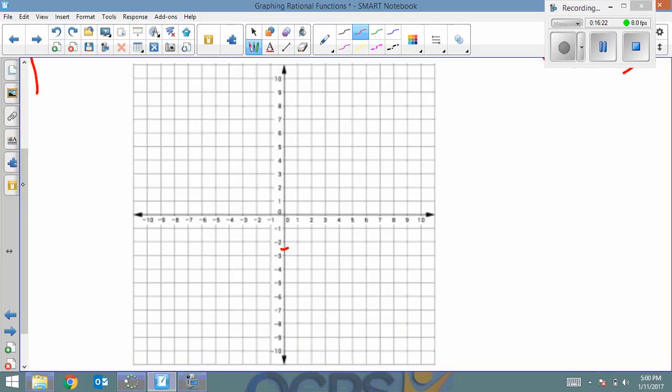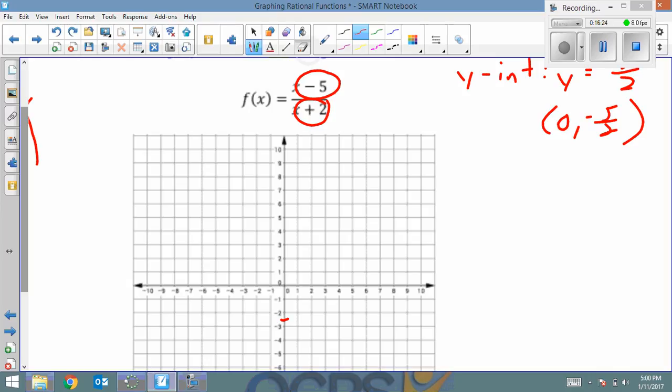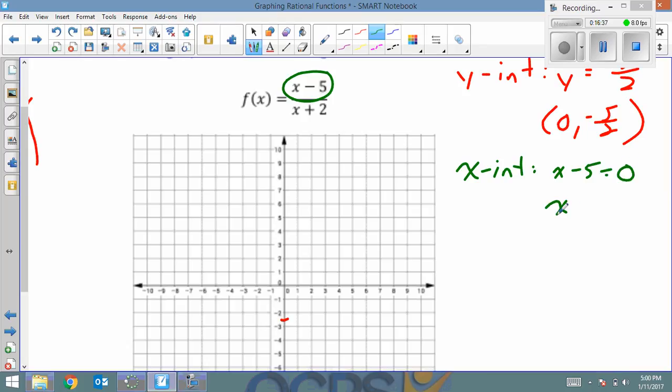Next thing we've got to do, find our x-intercepts. So this is the x-intercept. Take the numerator, set it equal to 0. So we have an x-intercept at 5. So we have a point at 5 comma 0. So let's graph that. Just right there.